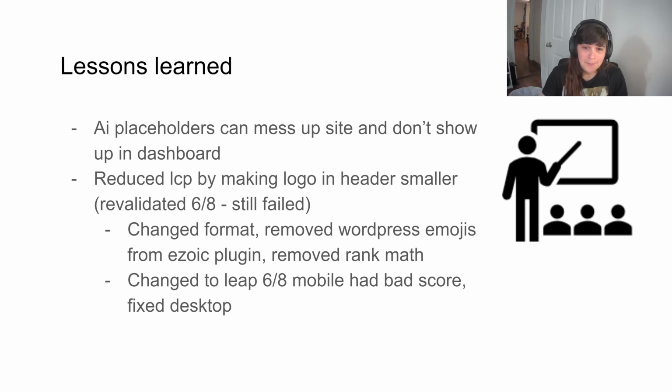Still failed. I changed the format a little bit, removed WordPress emojis, tried to remove Rank Math. I tried to go to PHP 8.6, but then the mobile score just tanked, but desktop was better. So the page speed thing is a little bit difficult for me because I know it's not going to be perfect. It's never going to be perfect. I'm happy where it is now, but I know it can be better.